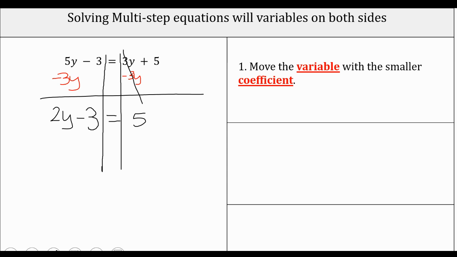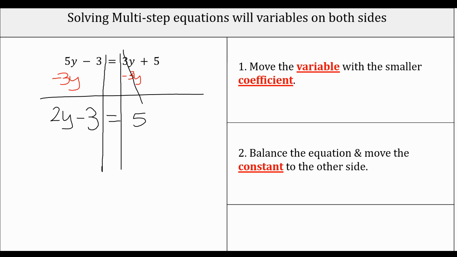So now we just have a two-step equation. So all we did was move that variable because we want to condense the variables. We don't want to have multiple variables. We only want to have one variable. So our second step is to balance the equation and move the constant to the other side.